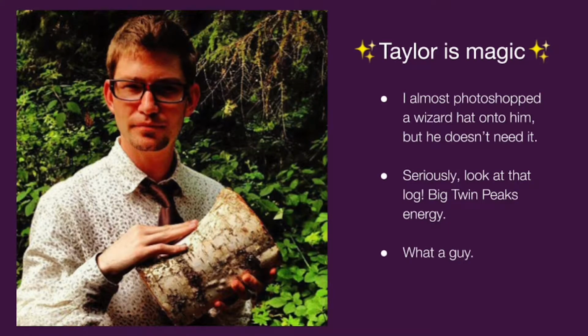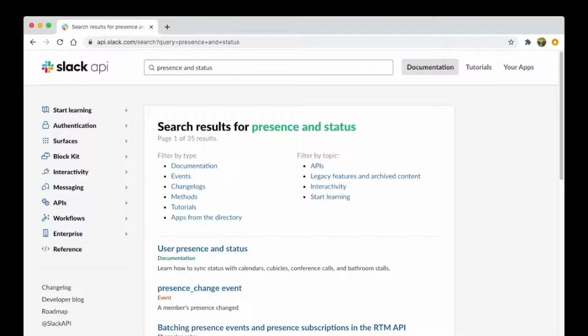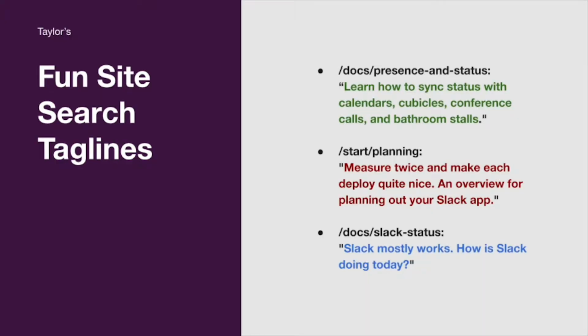Some of the good taglines are, for docs presence and status, learn how to sync status with calendars, cubicles, and conference calls, and bathroom stalls. For start planning, measure twice and make each deploy quite nice. An overview for planning out your Slack app. And for docs/Slack status, Slack mostly works. How is Slack doing today?